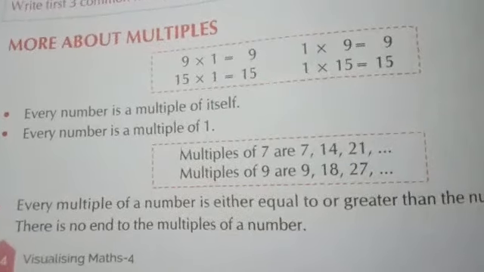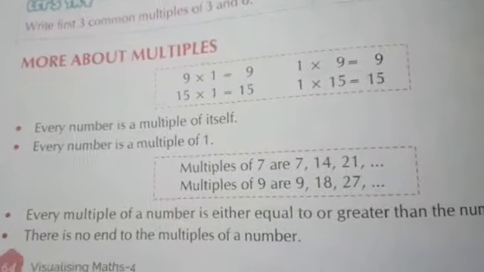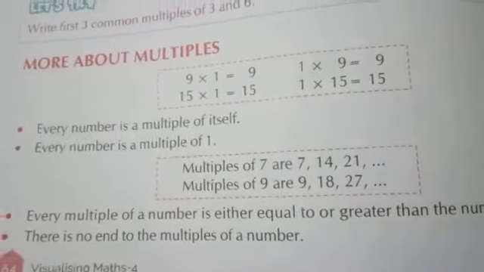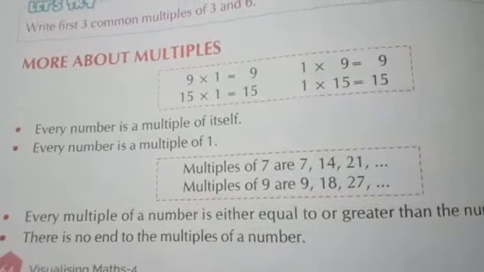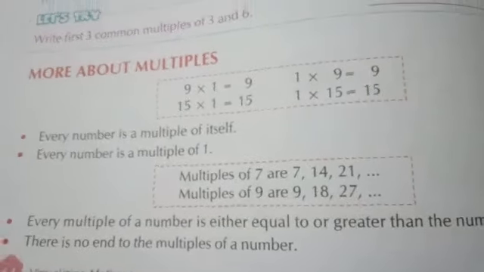There is no end to the multiples of a number. It is endless. You can take the number to any limit. It is up to you. But in the question it will be given either 2 or 4 like this, and you have to do according to that.